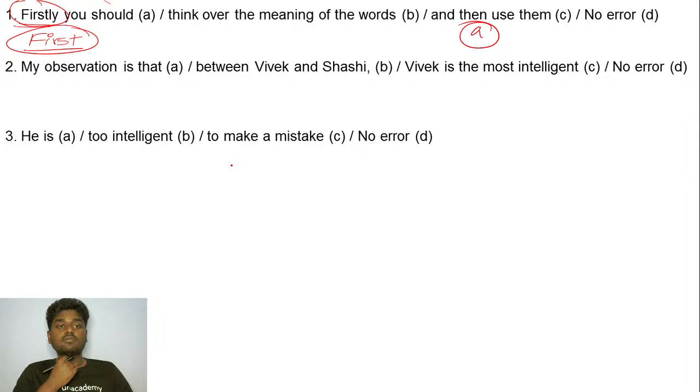Yes, for the first one, it is option A, guys. It is not "firstly", it is "first". Okay. And then the second one: my observation is that between Vivek and Shashi, Vivek is the most intelligent. A nice statement. You tell me what is the error.